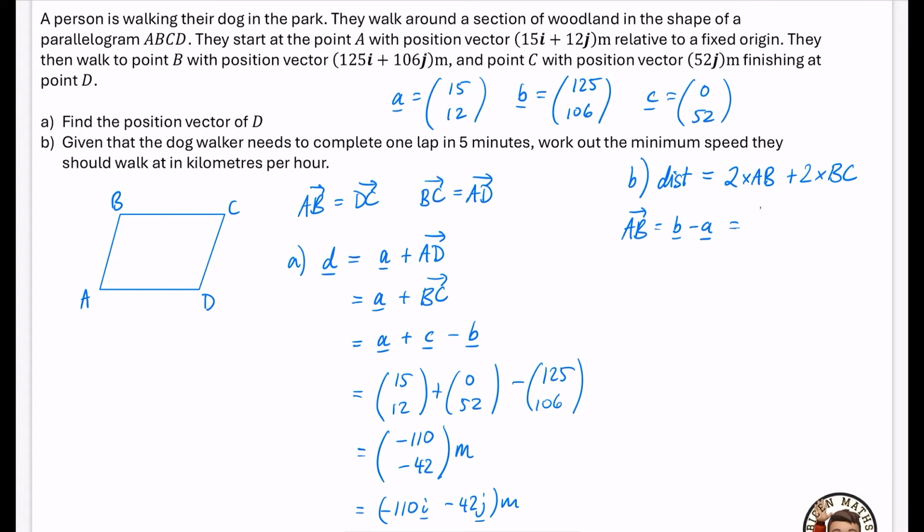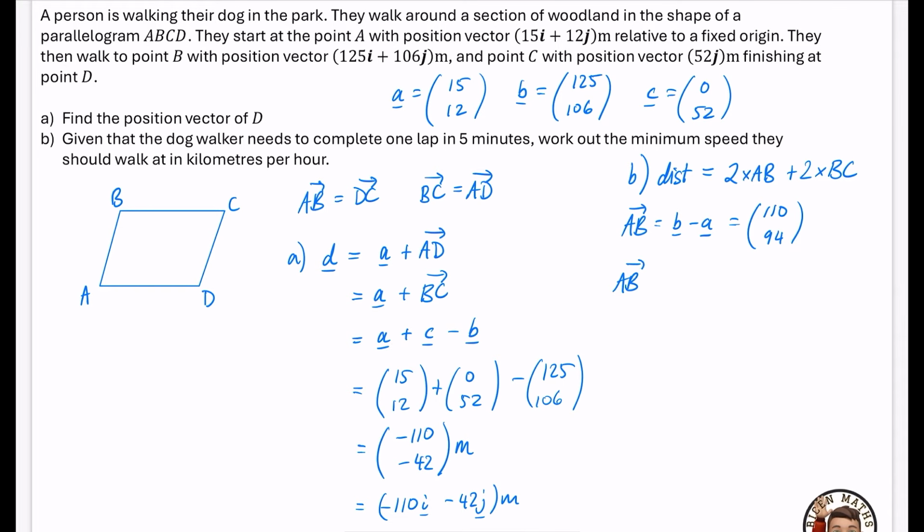I'm not going to show that fully written, I'm just going to go straight up here. So I'm going to do this minus this, 125 minus 15 is 110. And then I would do 106 minus 12, which is 94. So the distance AB is the square root of 110 squared plus 94 squared. Not even going to bother putting it in my calculator. I'll do that all in a second.